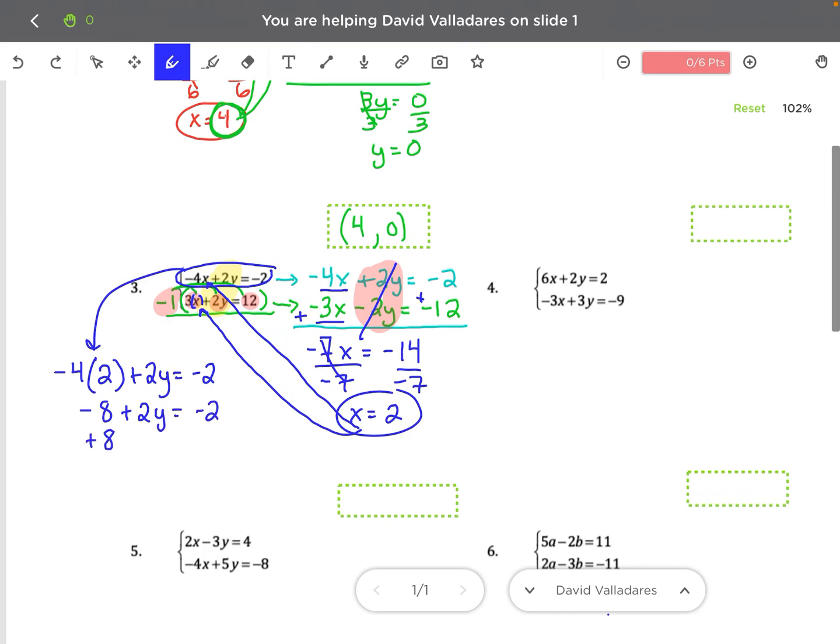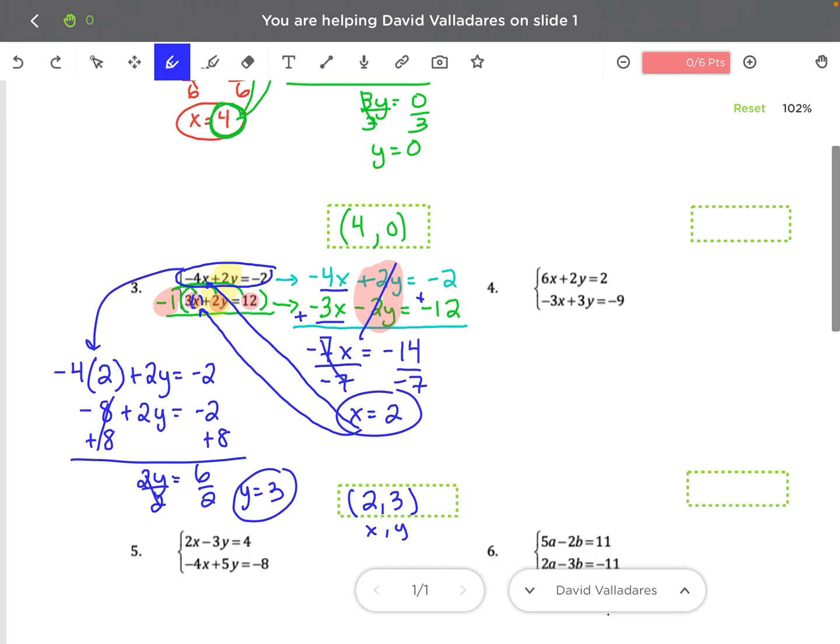And then I'm solving for y, so I'm going to move the 8 over. And I get y equals 3. So I should have an answer, remember always x first and then y, of (2, 3). Okay. All right. Now there's other situations too, and I'm going to have you practice a lot of these so you'll get the hang of it.